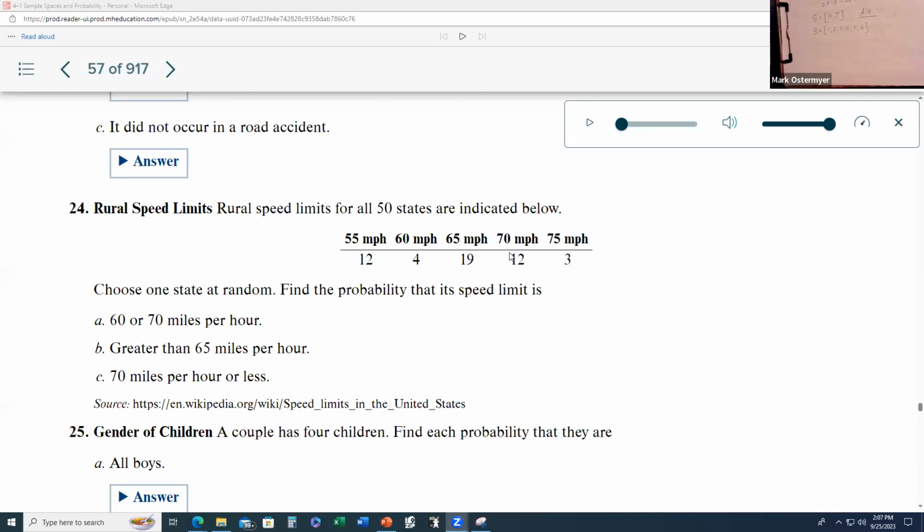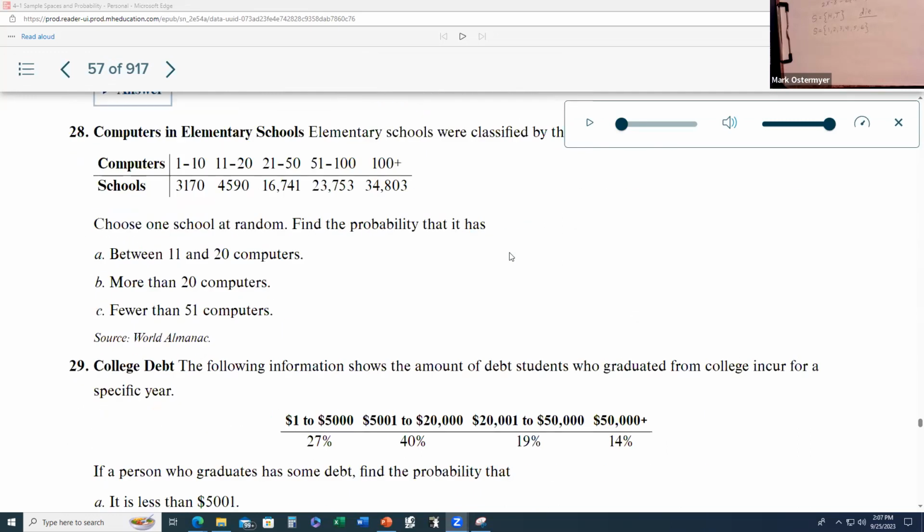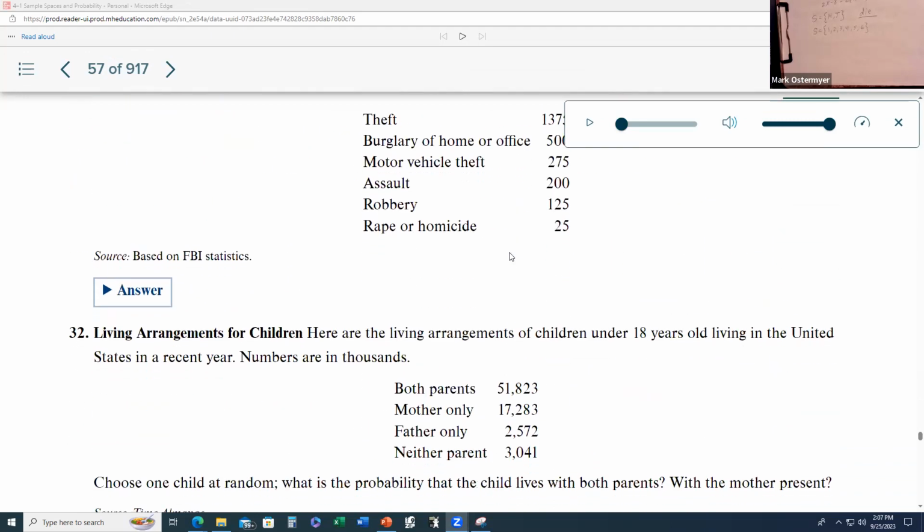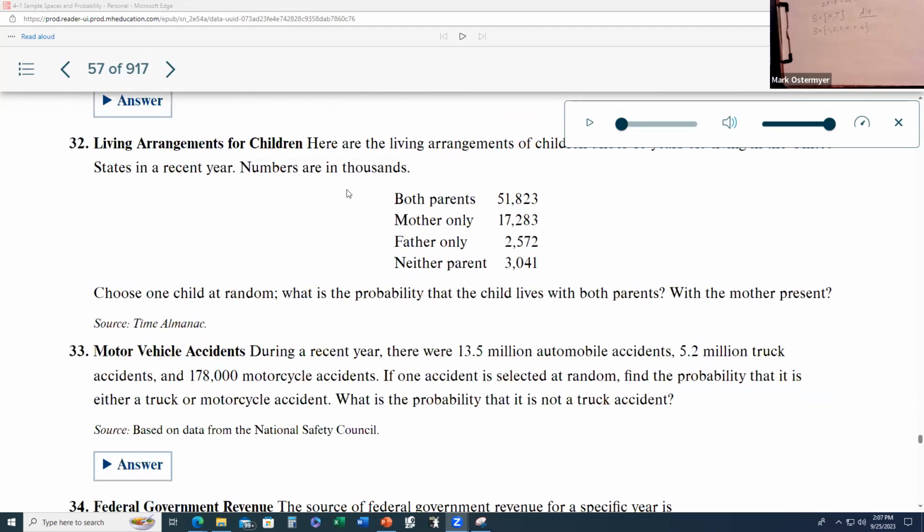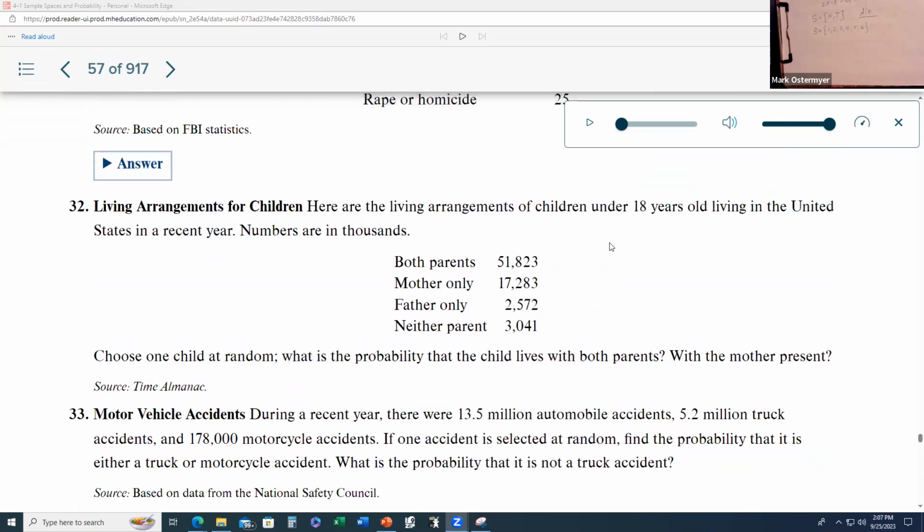All right, let's go down to problem number 32. Living arrangements for children. Here are living arrangements of children under 18 years old living in the United States in a recent year. Numbers are in thousands. The number of children that are living with both parents is that number. Mother only, that number. Father only, that number. Neither parent, that number.